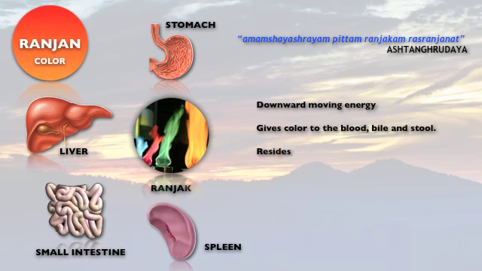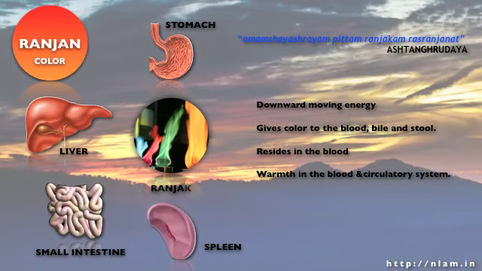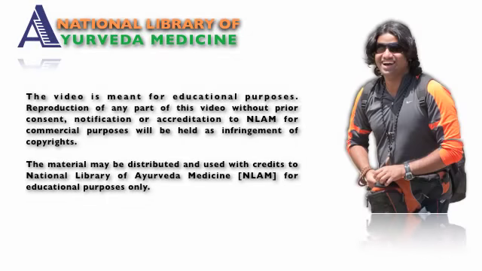Accumulated Pitta colors the other secretions and waste materials of the body, particularly urine and feces, giving them their normal color. This concludes our video on Pitta Dosha and its 5 subtypes.